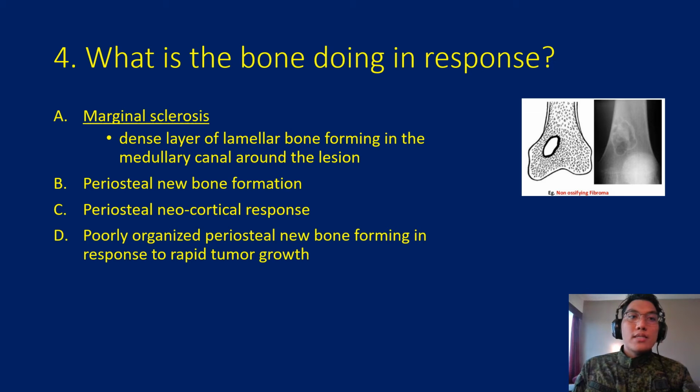The next question to ask is, what is the bone doing in response? Often, the bone responds by making new bone, which can be seen in the medullary canal, cortex, or periosteum. Marginal sclerosis is characterized by a dense layer of lamellar bone forming in the medullary canal around the lesion, and it is typical of the response to benign latent, active, and even slow-growing aggressive lesions. This pattern may be observed with non-ossifying fibroma or fibrous cortical defect, chondromyxoid fibroma, or in some cases of fibrous dysplasia.